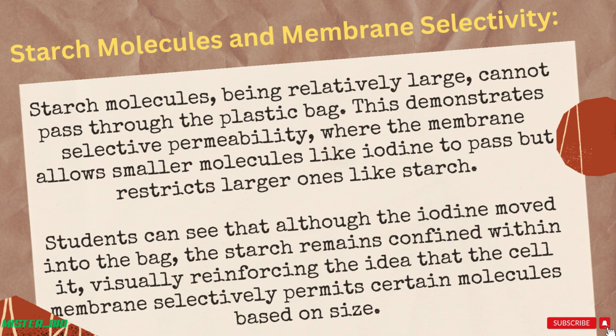Starch molecules and membrane selectivity. Starch molecules, being relatively large, cannot pass through the plastic bag. This demonstrates selective permeability, where the membrane allows smaller molecules like iodine to pass, but restricts larger ones like starch. Students can see that although the iodine moved into the bag, the starch remains confined within it, visually reinforcing the idea that the cell membrane selectively permits certain molecules based on size.